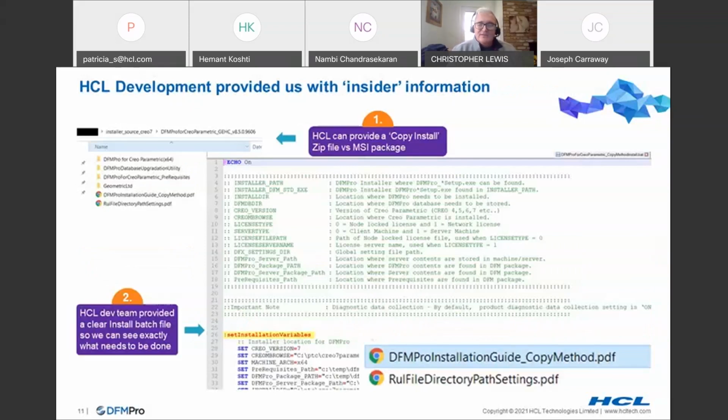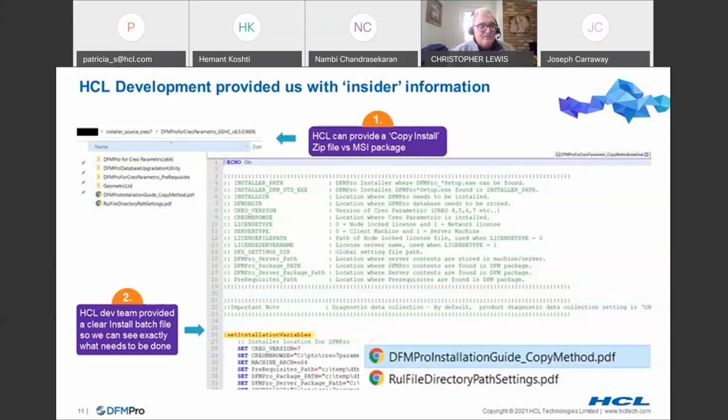So the secret sauce here was that HCL can provide you with a copy method installer. And yes, there's still a line in that installer that registers a server process. But other than that one line and some prerequisites, this is basically the same way we do Creo, which is that we install a working Creo on one of our lab machines, and then we copy that thing and we paste it. It's a very expensive paste, but we paste it into 800 machines. That's how we wanted DFMPro to work. We were just going to paste Creo, which of course would come along with DFMPro.